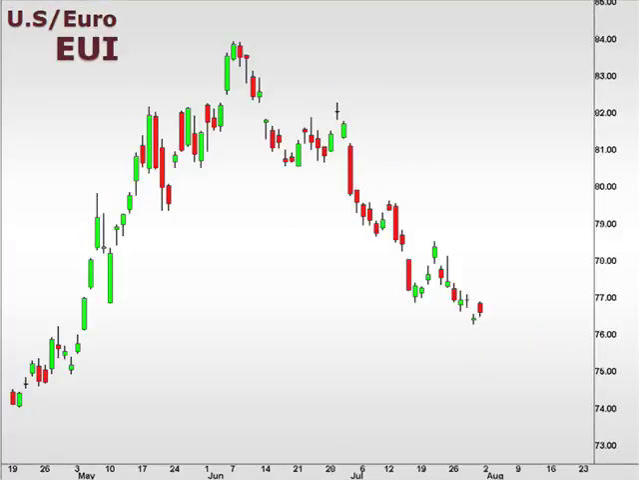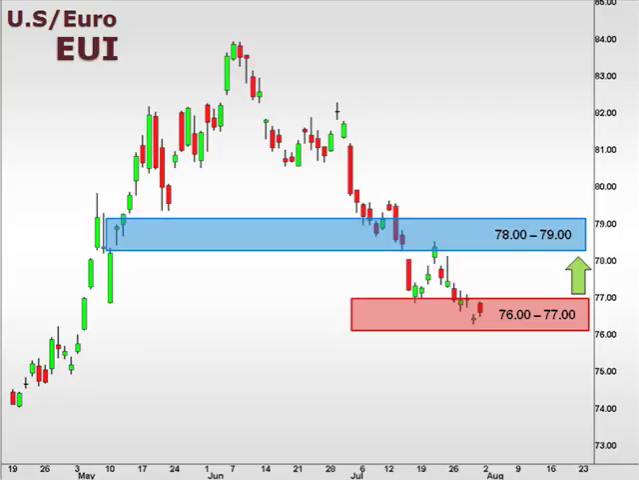The EUI consolidates in our 76-77 focal zone as the U.S. dollar continues to slip lower against the euro. Now a break below 76 opens the window for a continuation to the downside. A bounce here is likely to meet with resistance at 78-79.